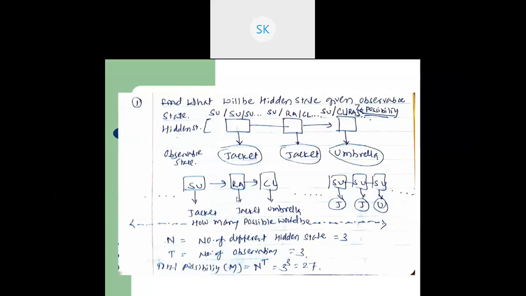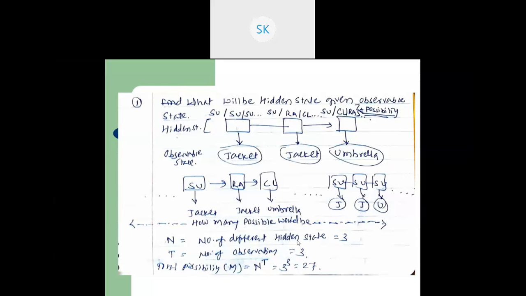Right? So just go down in the diagram now. One combination will be jacket, jacket and umbrella. The hidden states are sunny, rainy, and cloudy. Use J for jacket and U for umbrella. Another possibility is that the first state is sunny, second is sunny, and third state is also sunny. So how many possible combinations would there be?